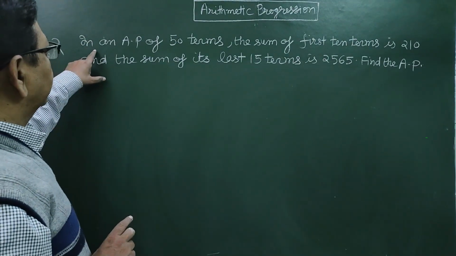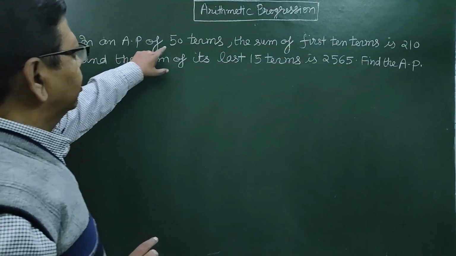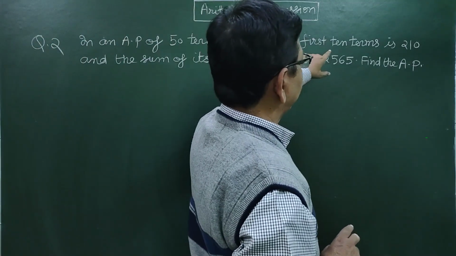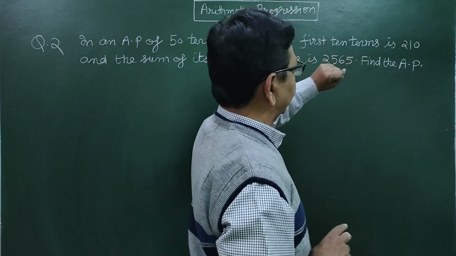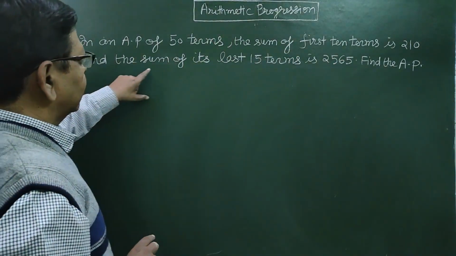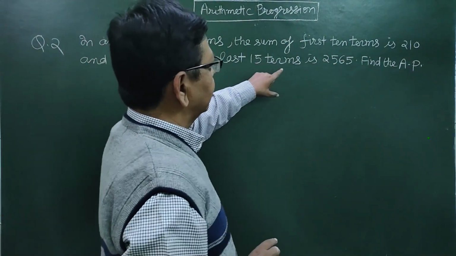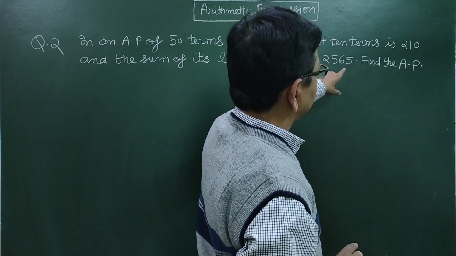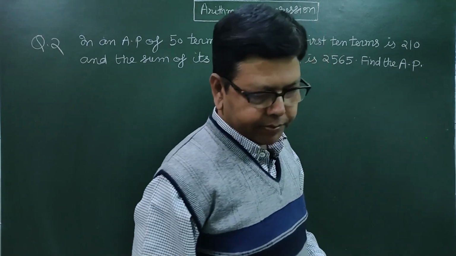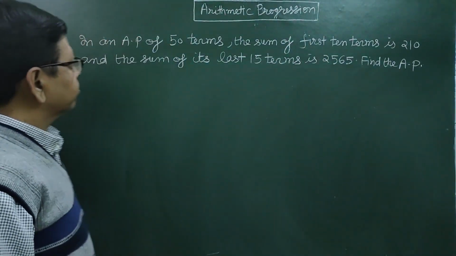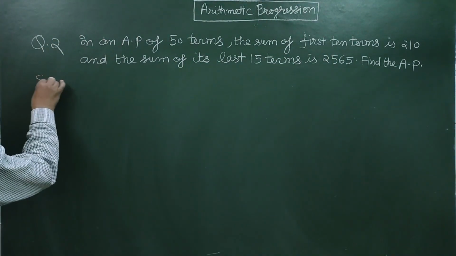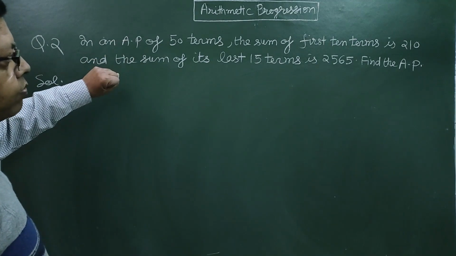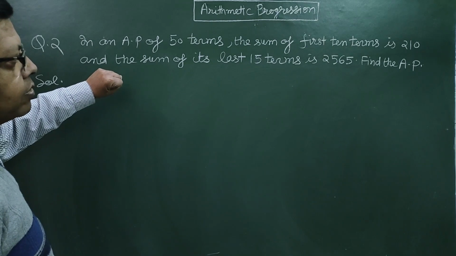Question 2: In an AP of 50 terms, the sum of first 10 terms is 210 and the sum of its last 15 terms is 2565. Find the AP. In an AP of 50 terms, sum of first 10 terms.